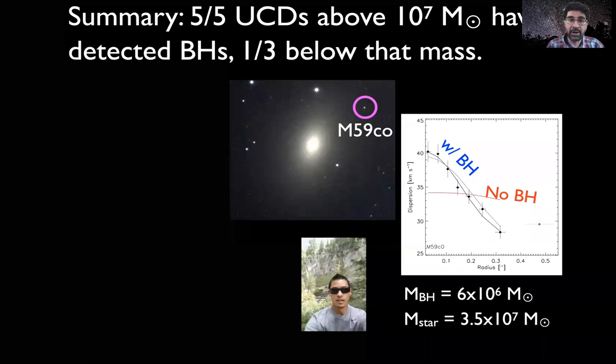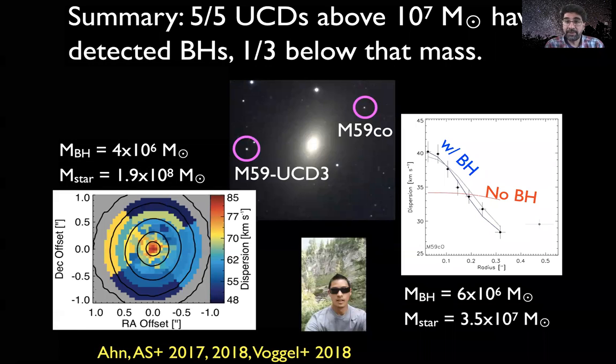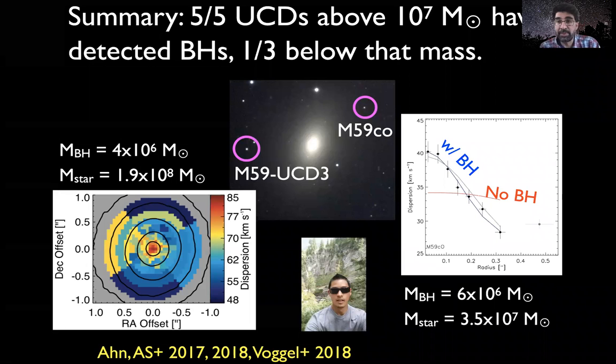So our follow-up work has shown that in all of the most massive objects we've looked at, all the ones that are above 10 to the 7 solar masses, we found black holes, and 2 of those are shown here. This is work from my student Chris Ahn. There's these 2 UCDs around M59. And we find that in all the cases, they make up a significant fraction of the mass of their host UCD. And then we've also looked at lower mass UCDs and found upper limits on a couple, and then one detection, which Renuka Pechetti will talk about a little later.